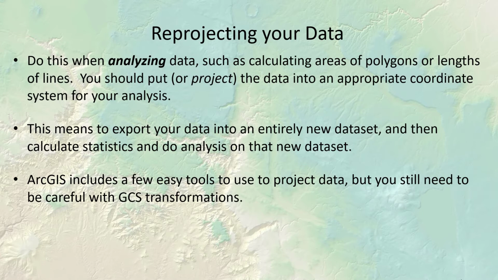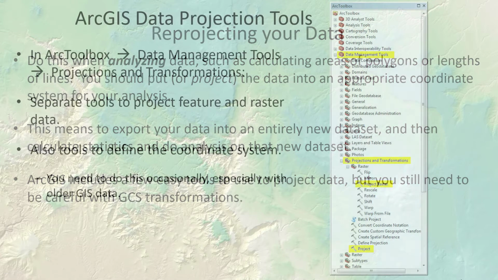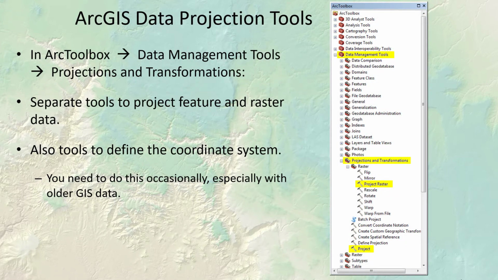The question of geographic transformations does still come up. If you're going to project into a coordinate system that is based on a different underlying geographic coordinate system than it's starting from, then you're going to have to tell it the correct transformation. So here's where they are. If you open up the Arc toolbox, it's in the Data Management Tools toolbox, and then the sub-toolbox called Projections and Transformations. There's different tools for projecting raster data and vector data. The raster data is in the little raster subfolder, and the vector projection is down below that.